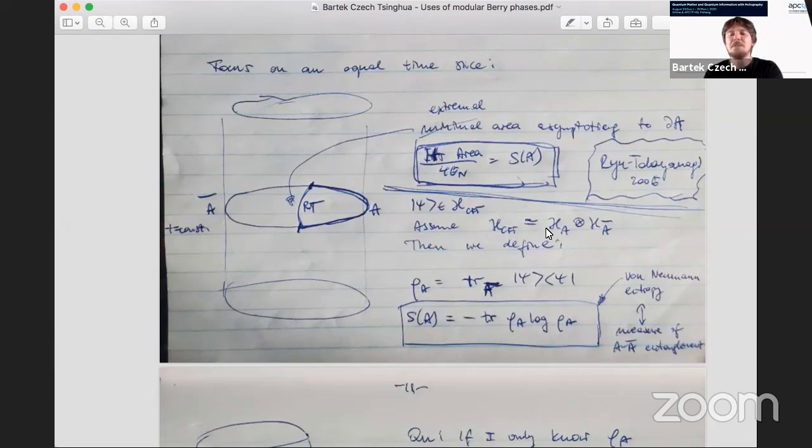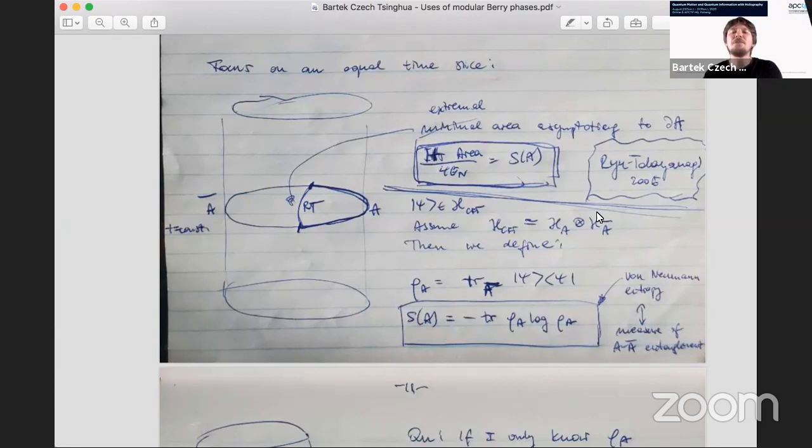And I assume that this Hilbert space factorizes into an A Hilbert space and an A bar Hilbert space. This is not an assumption which really is true in realistic holographic theories, but I will make it anyway. The subtleties are probably not important for our purposes. So I will define rho A, the reduced density matrix of A, to be the outer product |psi><psi|, a projector onto the state psi, and I will trace out the part of the Hilbert space which corresponds to A bar, the complement of A.